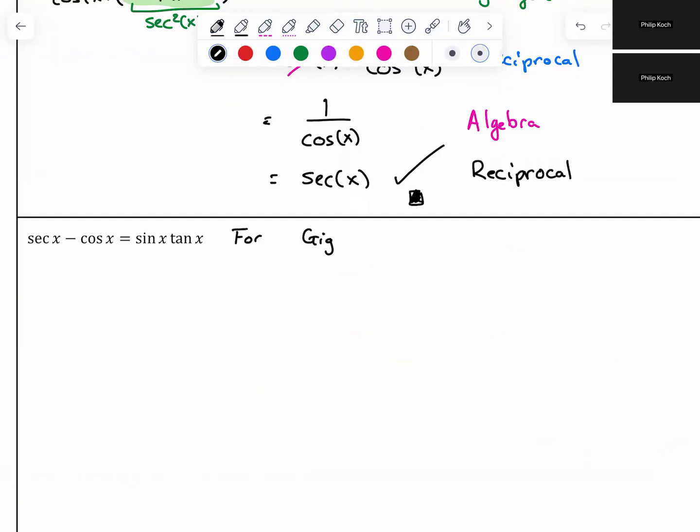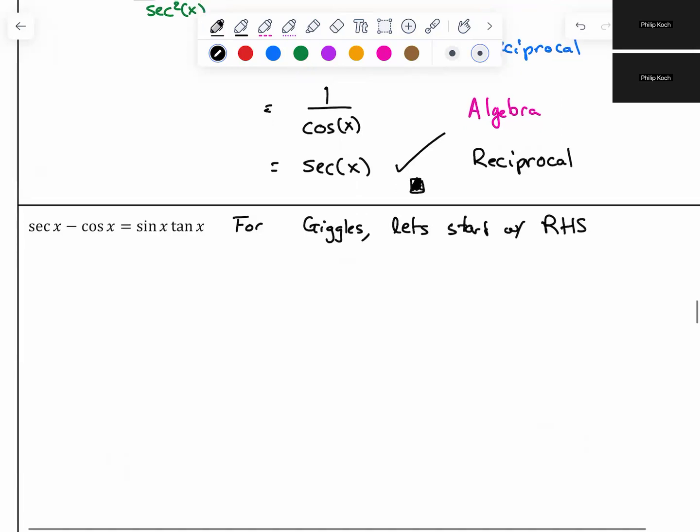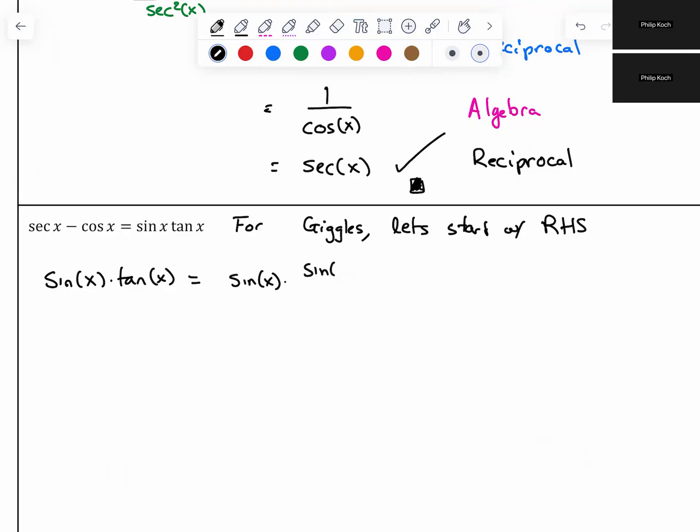For giggles, let's start with the right-hand side: sine of x times tangent of x. Okay, let's see what happens. Quotient rule, yes. We'll change the tangent to sines and cosines. If all else fails, convert things to sines and cosines. This becomes sine of x times sine of x over cosine of x.